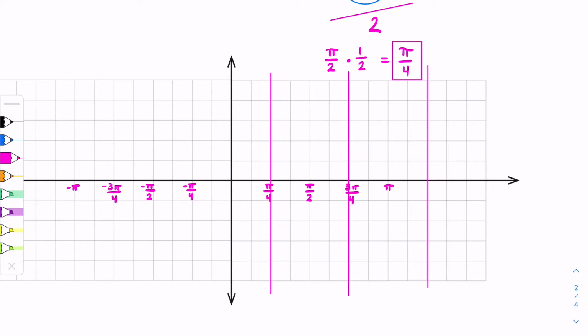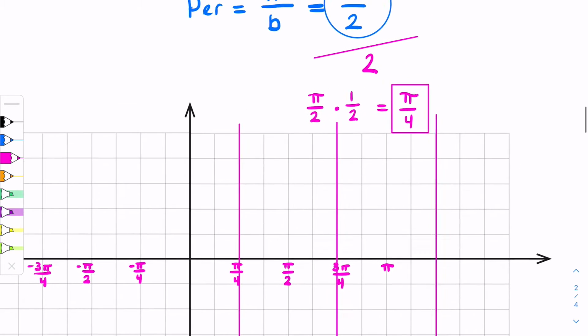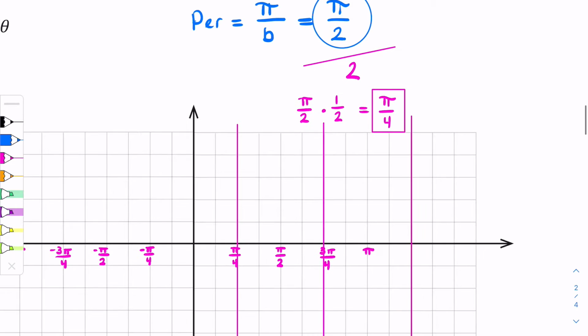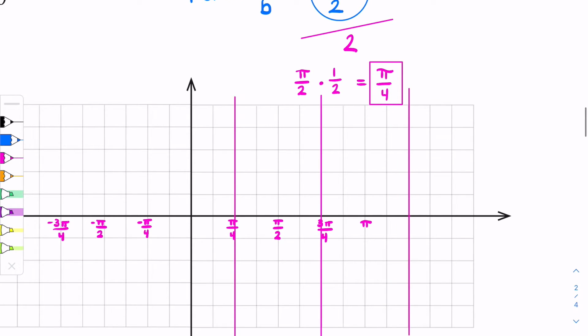Now, if you're confused as to why I labeled those that way, I'm going to explain it another way. So the period is at pi over 2. You can think of that as plotting a point at pi over 2, and it takes the length of pi over 2 to create this cycle.